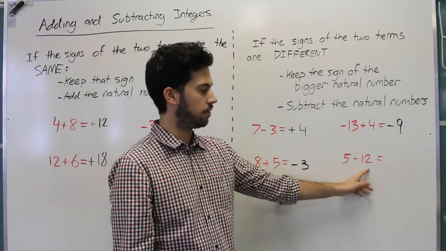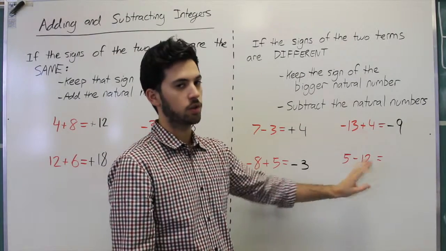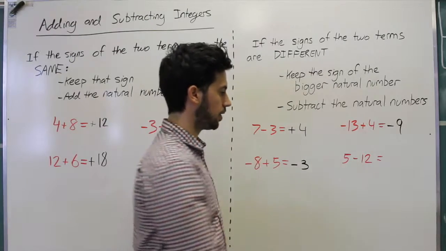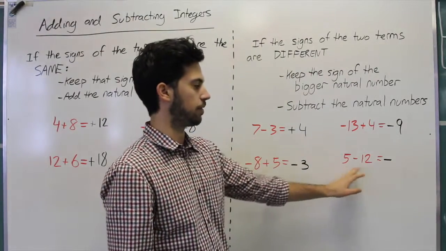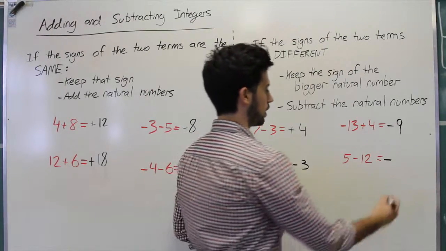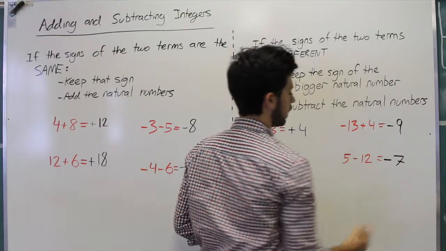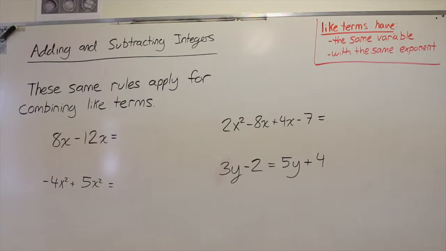5 minus 12, which is the bigger number? 12 is bigger, it's negative, and so the answer is going to be negative. And what's the difference between 5 and 12? It's just 7, and so the answer here is negative 7.